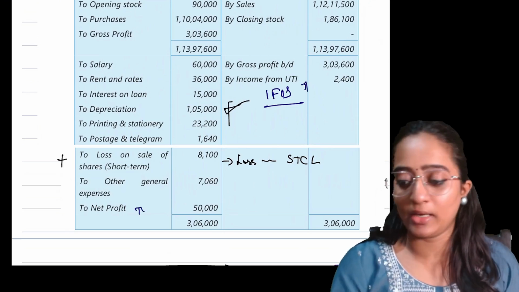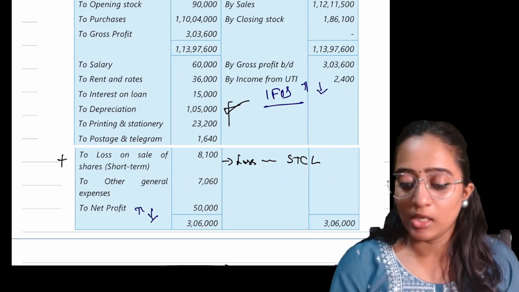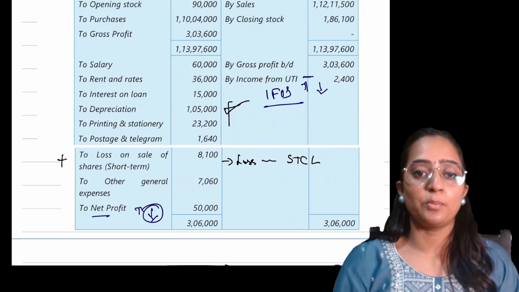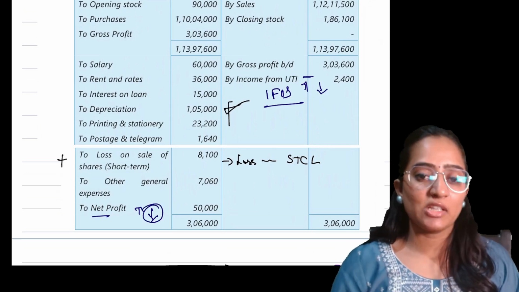I have to remove this effect, so I have to decrease. If this decreases, profit also decreases. If profit decreases, what will you do? You will subtract this from your PGBP computation. Clear? You will add this, you will subtract this. These are the effects you will get.